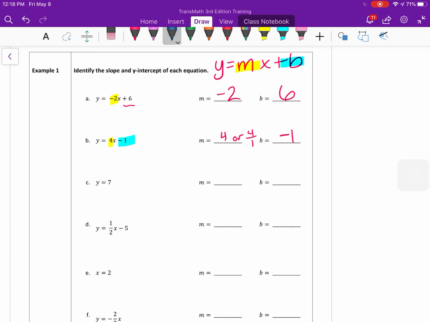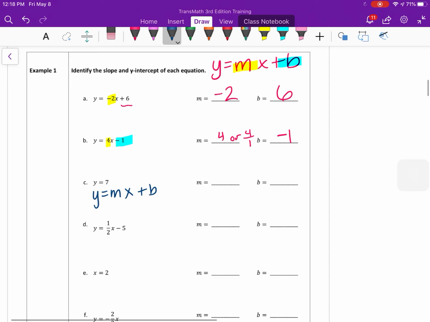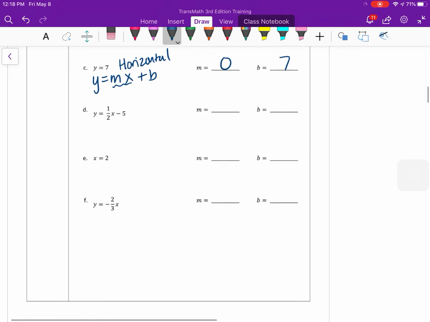Okay. In C, notice that you do not have an x term, which means that the m must be 0. There is no x. And then plus 7, your y-intercept is 7. This one is the horizontal line. In D, we have 1/2 x, so our slope is 1/2, and -5 means that our y-intercept is at -5.